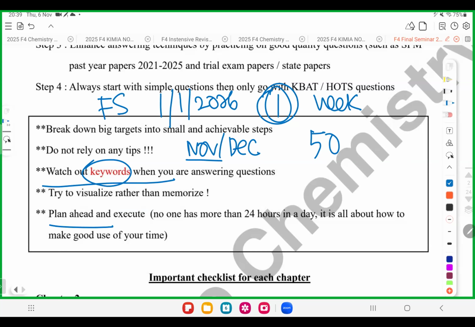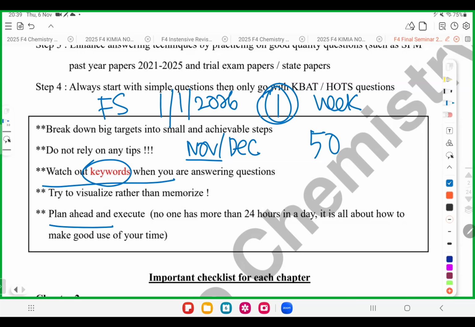No, let's say your Form 4 final exam is tomorrow or next week. This is not really important for me. My main focus is your SPM. Seriously, your SPM. So you have 1 whole year to fix whatever problem you have.